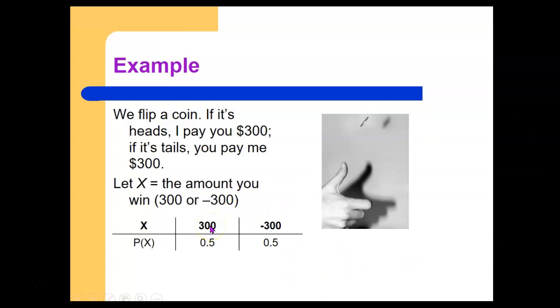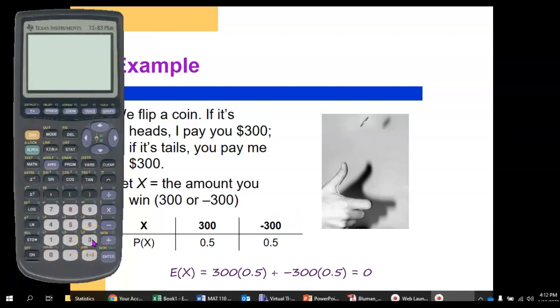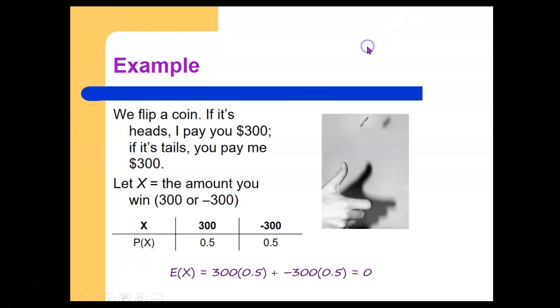So if we calculated the mean of that distribution by taking each value times the probability of that value, 300 times 0.5 plus negative 300 times 0.5, and just so you know I'm not trying to pull something over on you, let me put this into the calculator. 300 times 0.5 plus negative 300 times 0.5 comes out to 0. So the expectation here, the expected value of this dumb little game is $0.